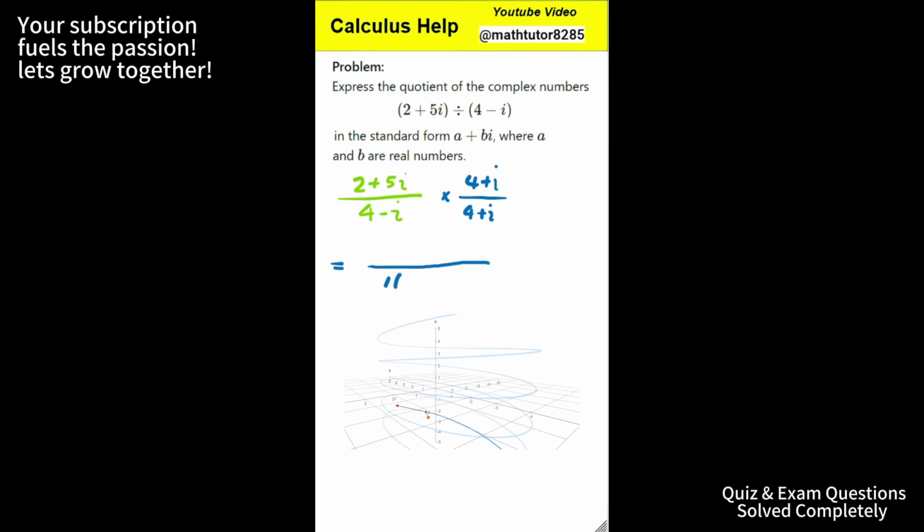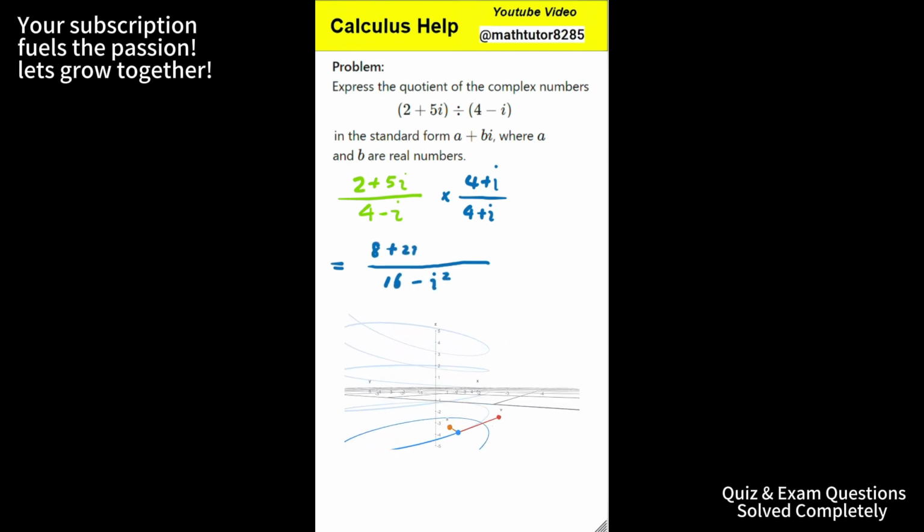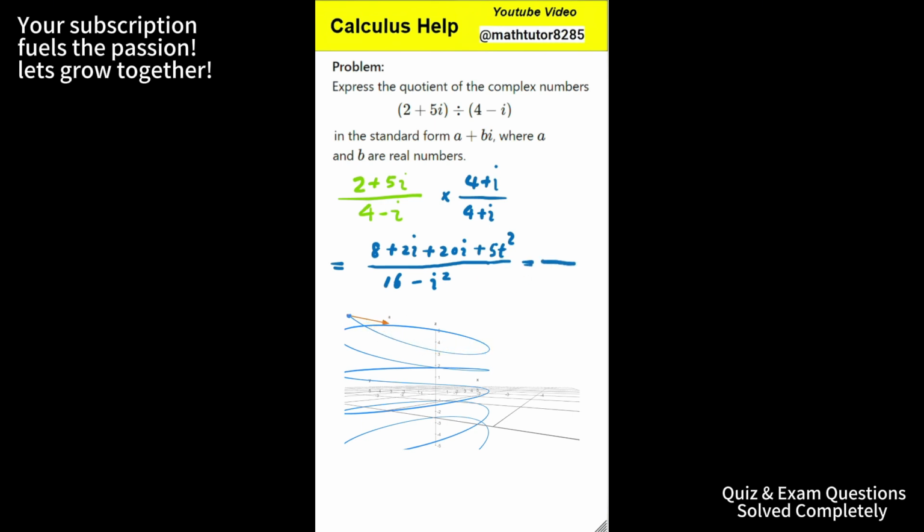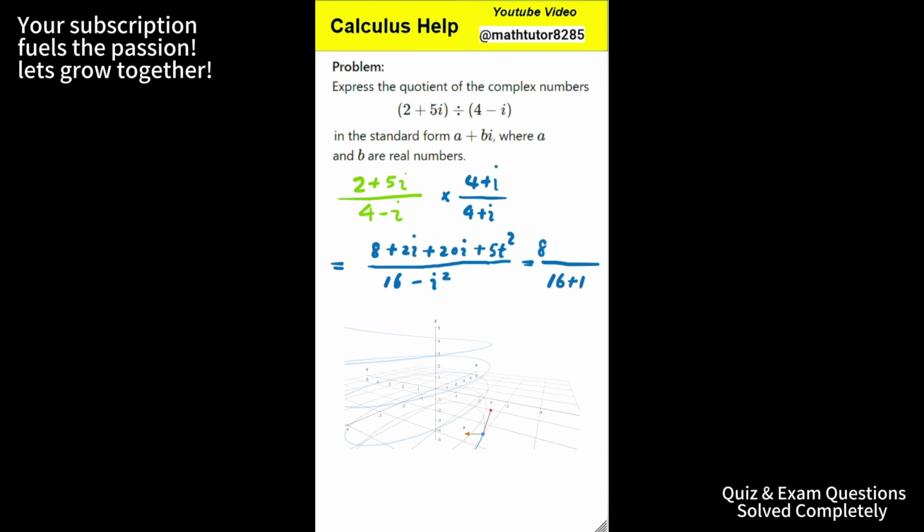Now let's expand both parts. Numerator. Multiply 2 plus 5i by 4 plus i. First, 2 times 4 equals 8. Outer, 2 times i equals 2i. Inner, 5i times 4 equals 20i. Last, 5i times i equals 5i squared. Now, combine everything. 8 plus 2i plus 20i plus 5i squared. Since i squared equals negative 1, replace 5i squared with negative 5. That gives us 8 plus 22i minus 5, which simplifies to 3 plus 22i.